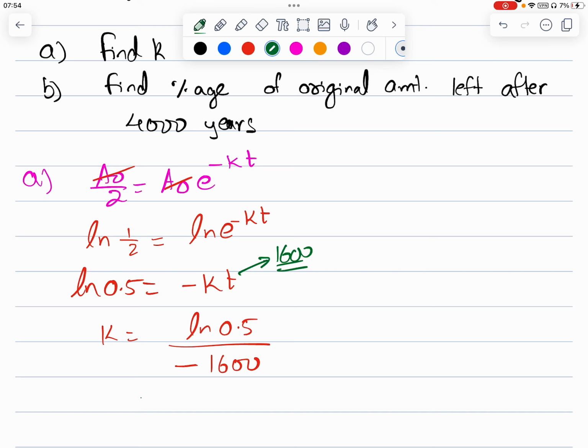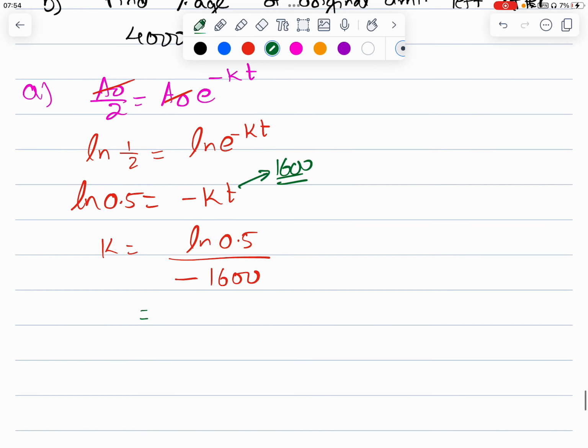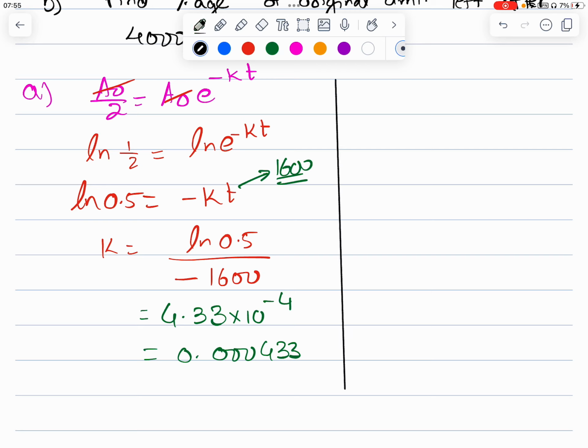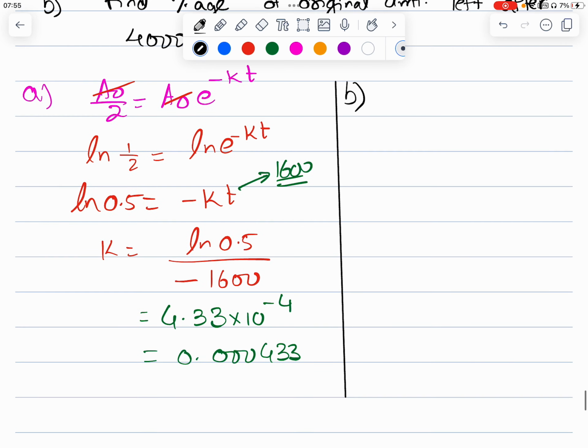Simplify that, you should be able to get the answer as 4.33 times 10 to the power of negative 4, or 0.000433. This is the value of k. Now coming to part B. What is the percentage of it left over after 4000 years?